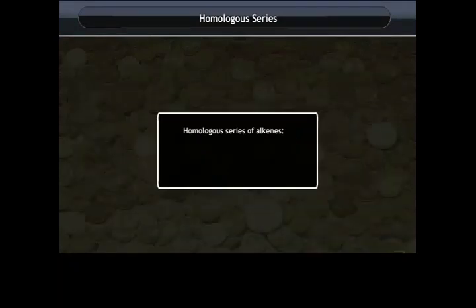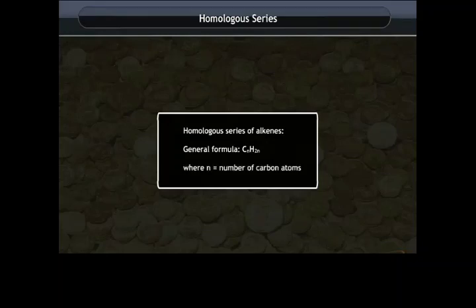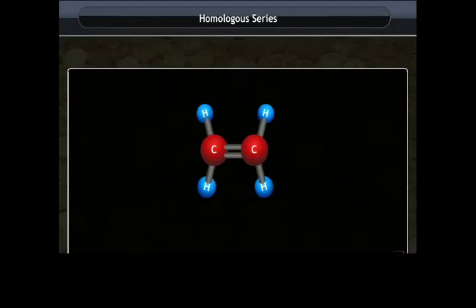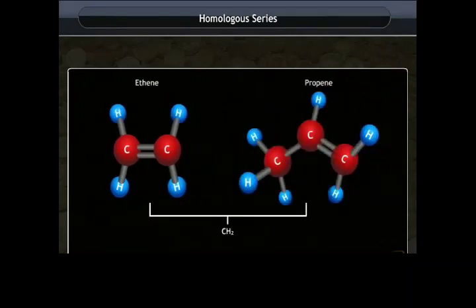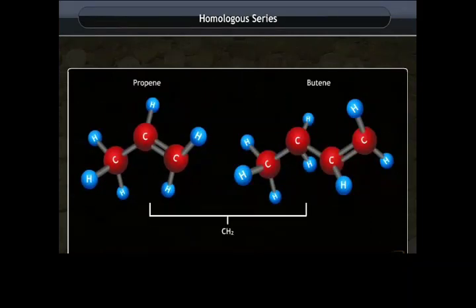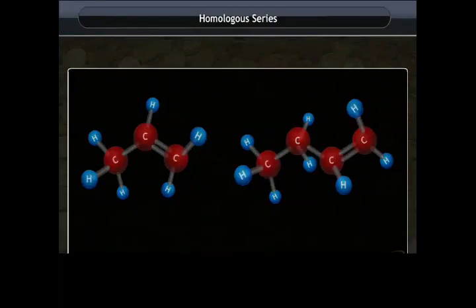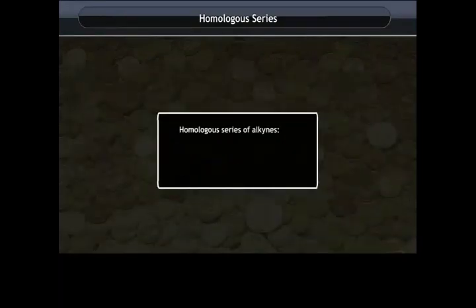Homologous series of alkenes. General formula: CnH2n, where n is the number of carbon atoms. Homologous series of alkenes are C2H4, C3H6, C4H8, C5H10, C6H12 and so on.